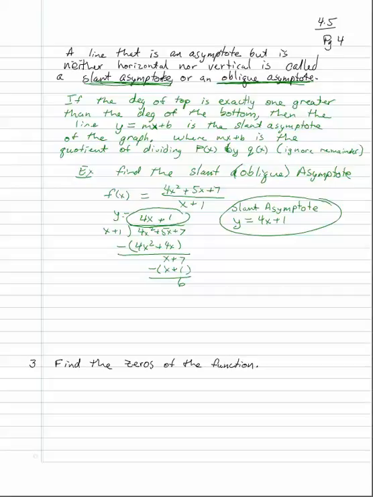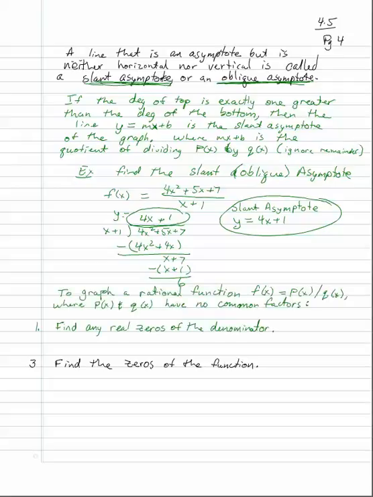Alright, now we've talked about all the asymptotes, let's talk about graphing these things. Okay, so the first step is to find the domain, right? Find any real zeros of the denominator to determine the domain.